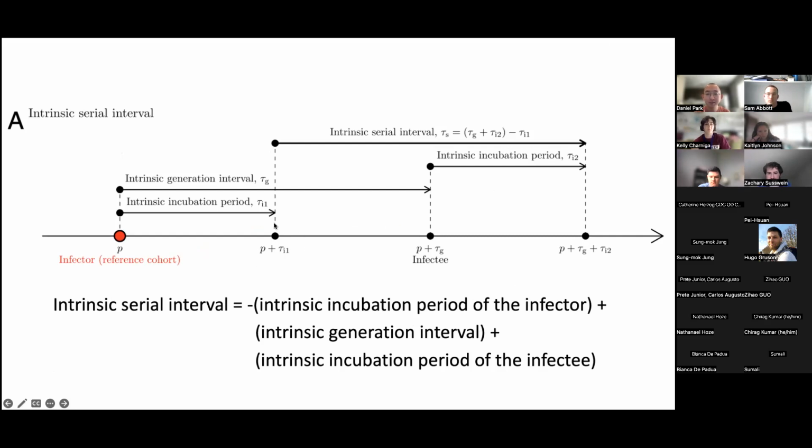These two points, can you see the cursor? Yeah, okay, Sam is nodding. So these are the symptom onset times, and from here to here, we have to subtract the incubation period of the infector.